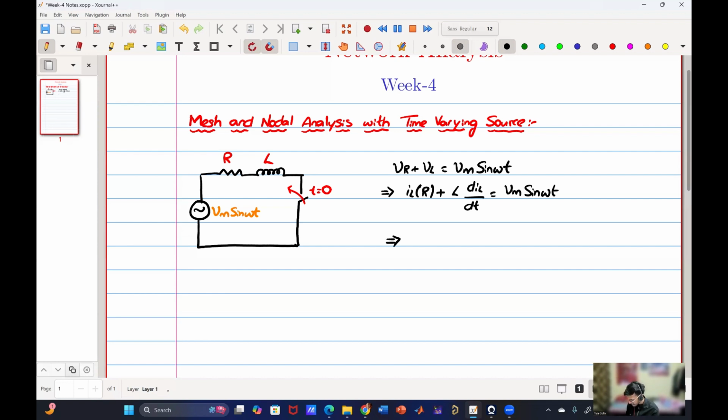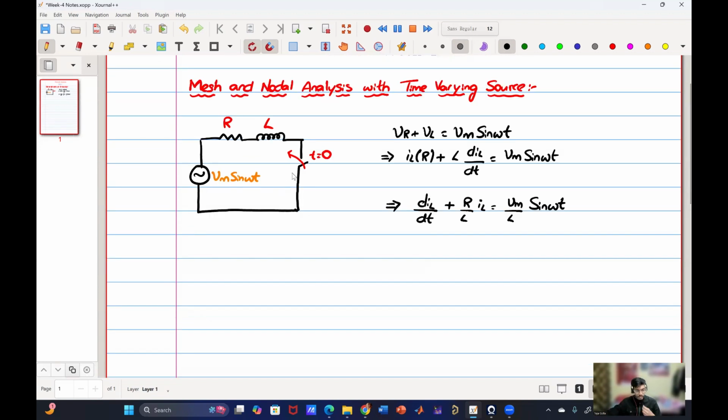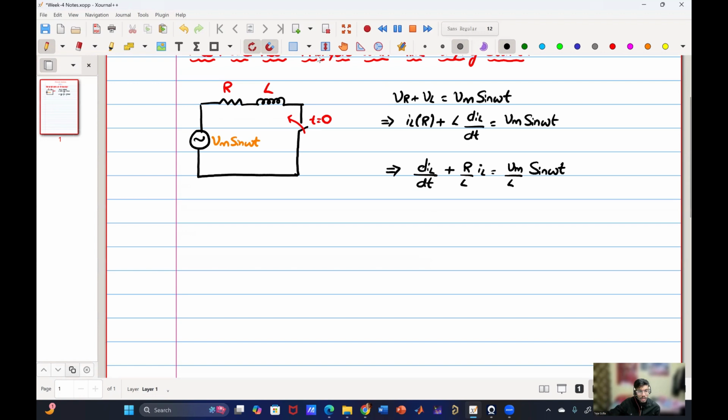So now let us rewrite this equation. We will get dIL by dt plus R by L into IL equals Vm by L sine omega t. Is this clear until this point, everyone? Yes. Okay. Now sine omega t you can write as e to the power j omega t minus e to the power minus j omega t by 2j, which is what we'll be doing.